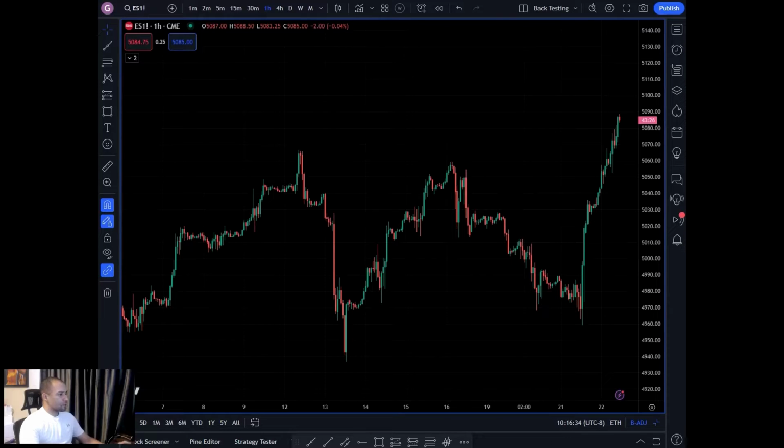So where I start my process is finding areas of interest. The areas of interest I'm looking for are on the 1 hour time frame. I use this time frame to spot areas of support and resistance. And what I'm looking for is areas where price has rejected more than once.